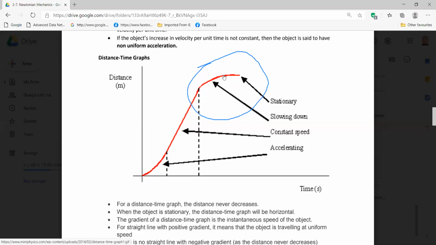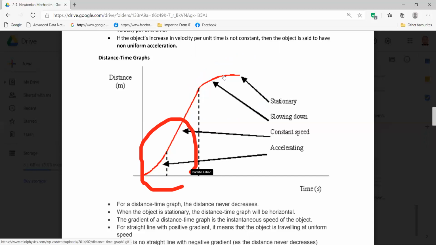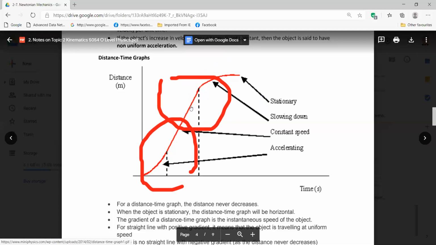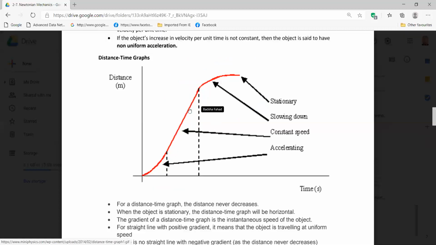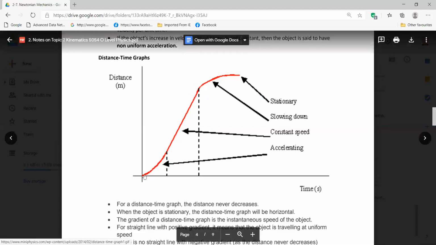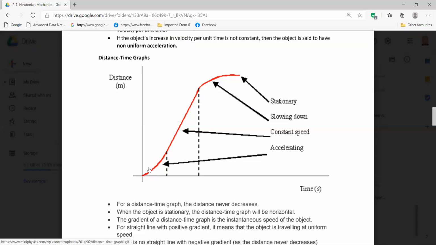Oh, okay, sir. Sir, can I say something? Yes, sure. For acceleration, it will be a curve with increasing gradient. And for constant speed, it will be a straight line. Look, this whole line is also showing you increasing gradient, this one is also showing you increasing gradient, right? But this one has constant gradient for this whole process, right?